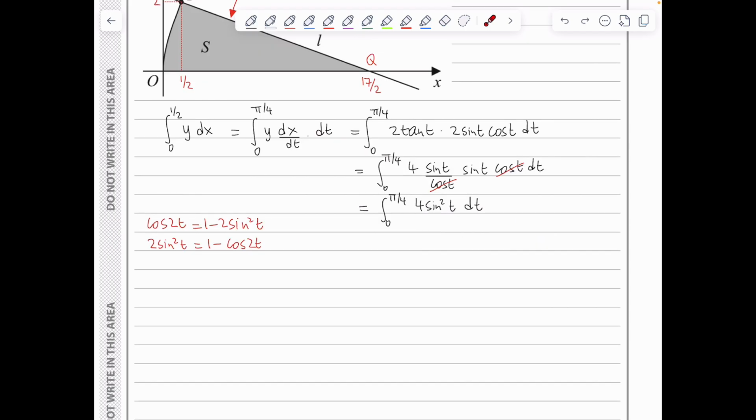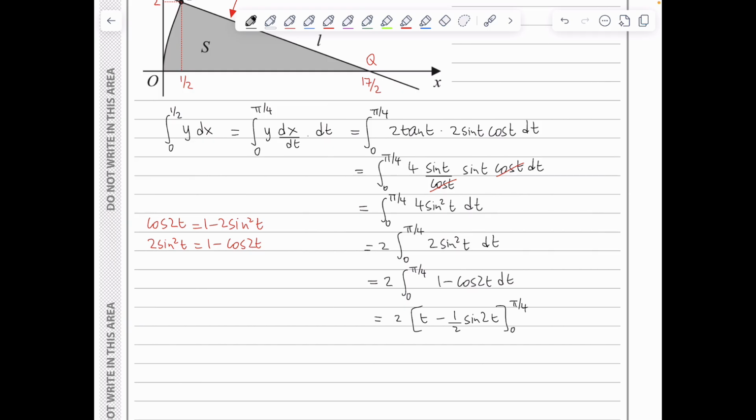So what I will do, I will split the 4 as 2 times 2. So we're looking at 2, the integral from 0 up to pi over 4 of 2 sine squared t dt, which is of course 2 times the integral from 0 up to pi over 4 of 1 minus cos 2t dt. Now the integral of 1 is simply t. The integral of cos 2t is a half sine 2t. The limits are 0 and pi over 4.